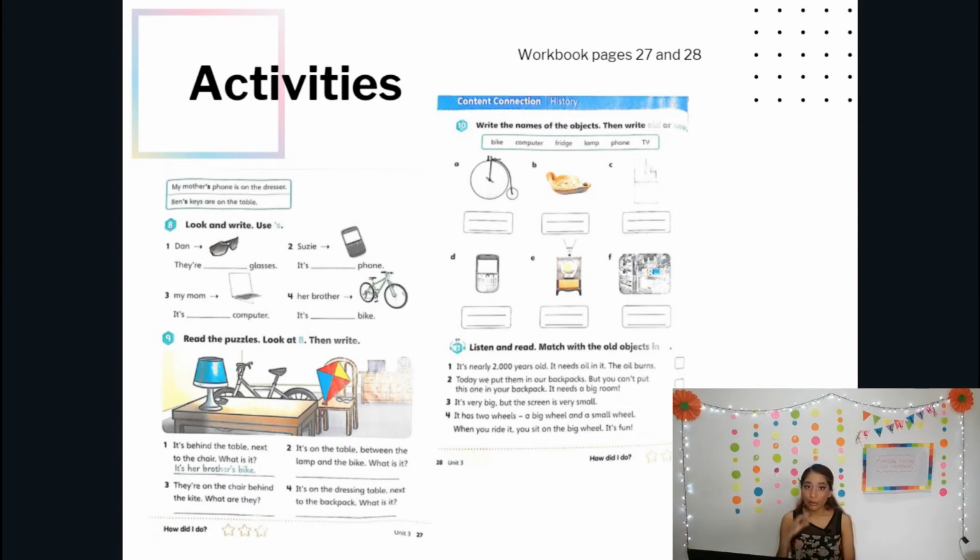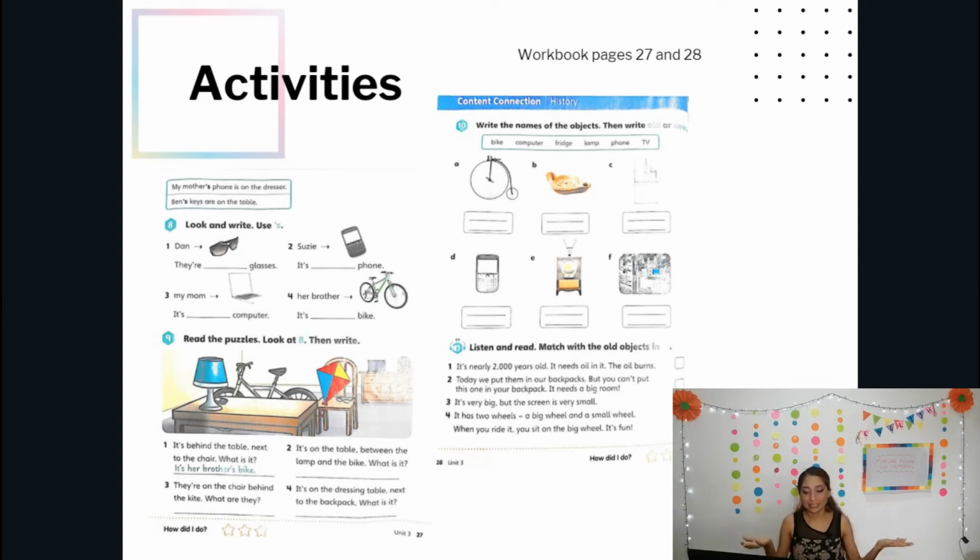So now when you finish this activity, you need to finish activity A so you can do activity 9. Read the puzzles, look at 8, then write. And it says, number 1, it's behind the table next to the chair. What is it? You need to pay attention to the prepositions of place and answer. It's her brother's bag. Number 2, it's on the table between the lamp and the bag.